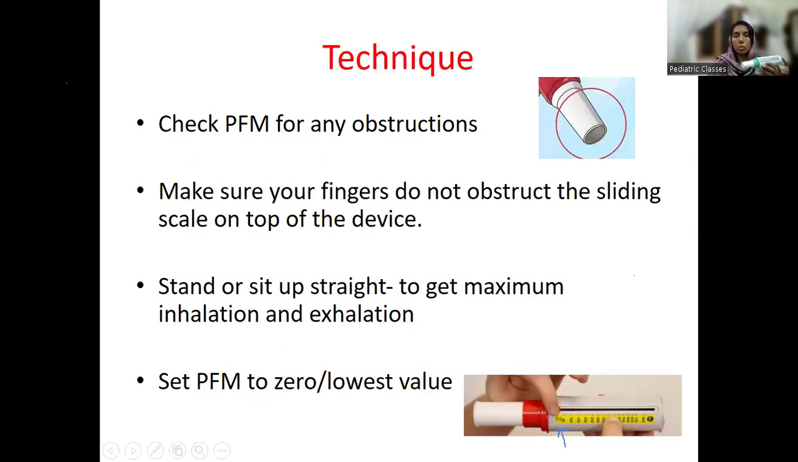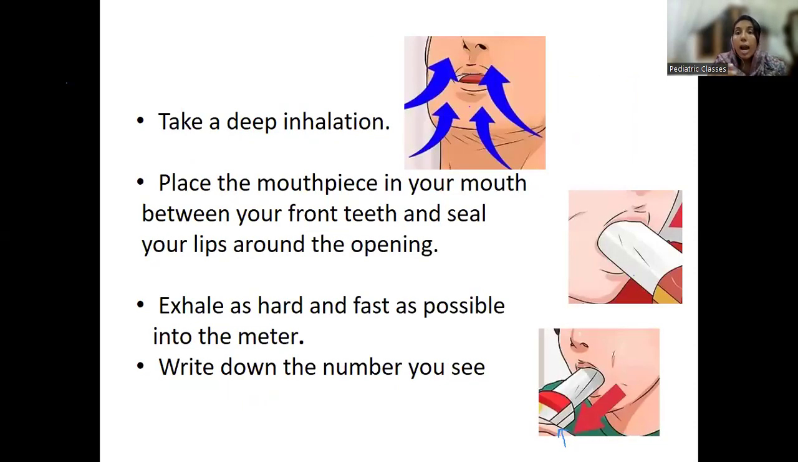So what all did we do? We have checked whether the pointer is on the 0 or the lowest value. Then ask the patient to take a deep inhalation and purse the mouth around the mouthpiece. As in the diagram given here, you have to place the mouthpiece in your mouth between the front teeth and seal your lips around the opening. Why are we doing this? Because we want to avoid any air leakage when we exhale.